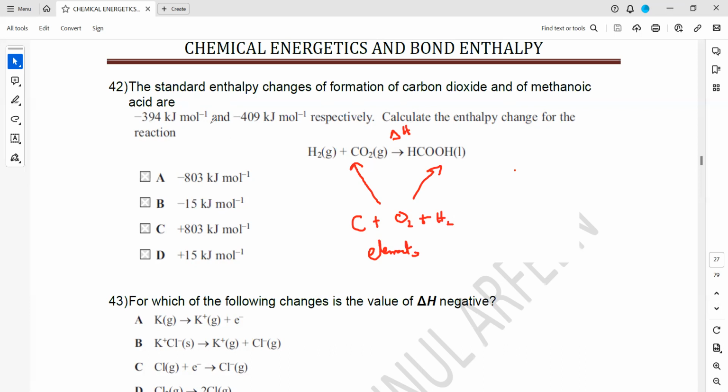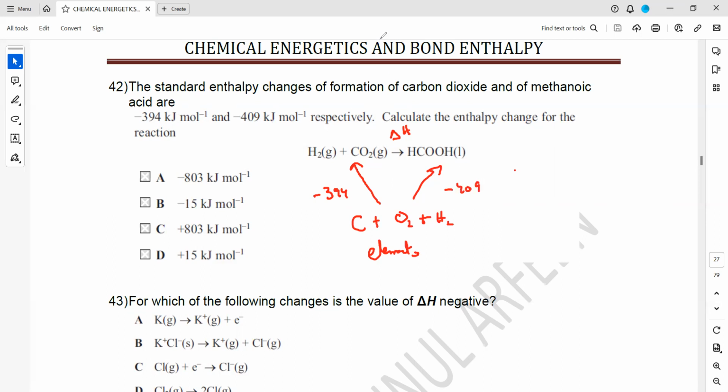This is the formation of carbon dioxide. Hydrogen is not formed here because before and after it is the same. So minus 394 is the enthalpy change of formation of carbon dioxide, and minus 409 is the enthalpy change of formation of methanoic acid.